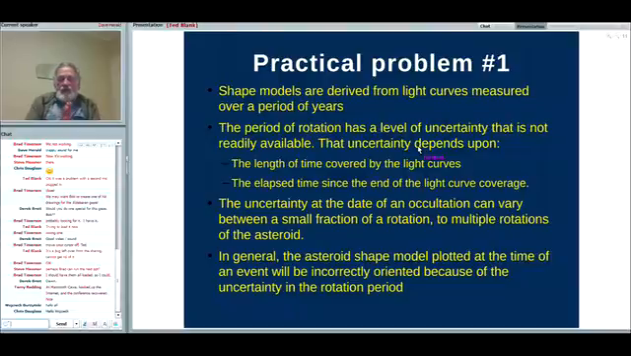But what that leads to is that, as a general proposition, unless the light curve and the shape model have been very recently published, the asteroid shape model plotted for the time of an event will be incorrectly oriented because of the uncertainty in the rotation period. So whilst on the previous presentation we saw some asteroid shape models plotted against some occultations, the alignment of the shape models with the occultation results is often a matter of good chance rather than good planning.